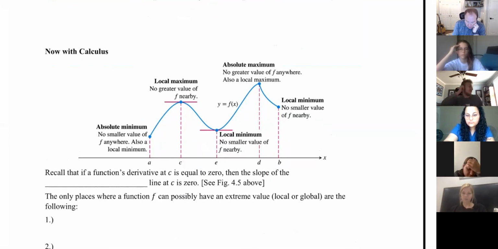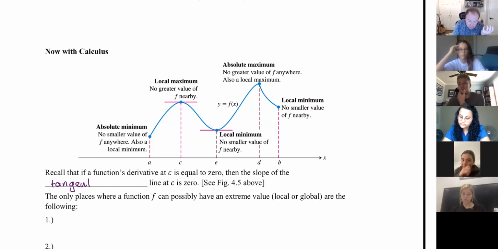So you can see here's the absolute min. We have some local mins here and here. We have the absolute max, and we have the local max. So recall that if a function's derivative at c is 0, then the slope of the tangent line at c is 0, and we talked about that above.